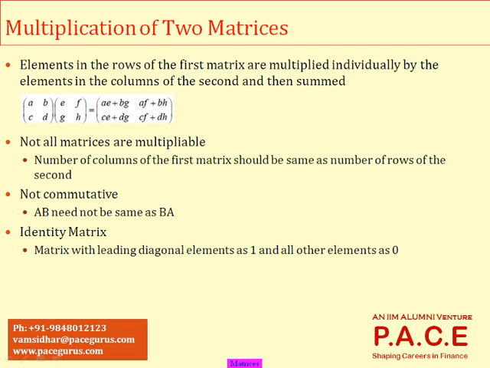For simplicity, I'll take a 2 by 2 matrix, but it can be extended to any size. Let's say I want to multiply these two matrices. For the first matrix, you focus on the rows. For the second matrix, you focus on the columns. So first row, multiply with the first column. Then first row, multiply with the second column. Each row is multiplied with each column and written in the corresponding location.